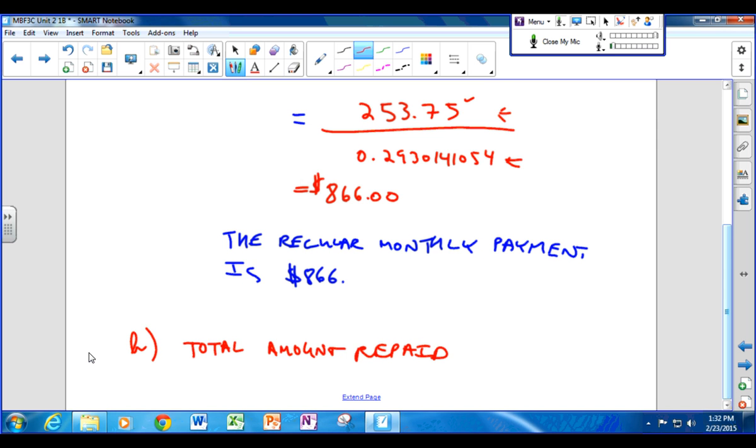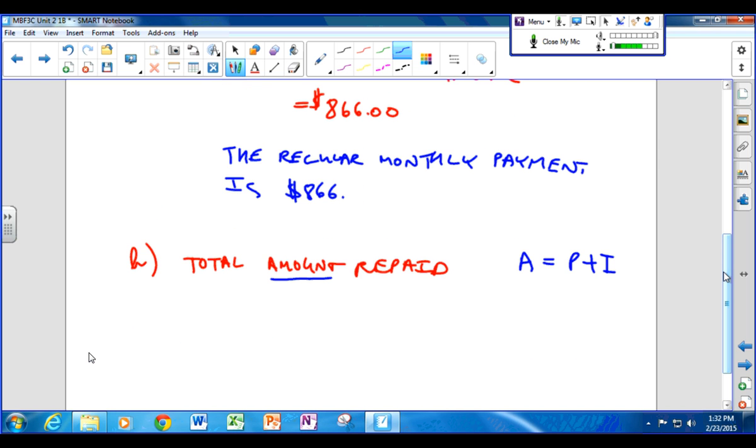Okay. And the operative word here is amount. Remember that? A equals P plus I. We didn't actually calculate the P and the I here. What we did was calculate the monthly payment. But there is a relationship between that regular monthly payment and the amount, and the P and the I. We know what the P is. The P is the same as PV, which is $35,000. That's basically the original amount of the loan.